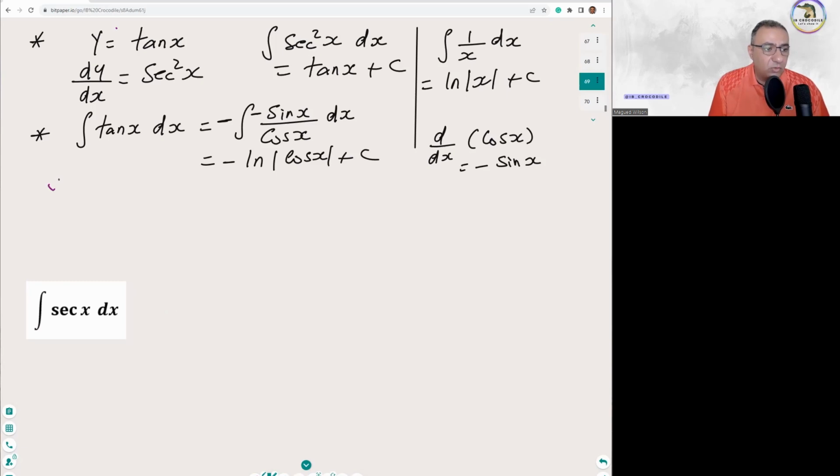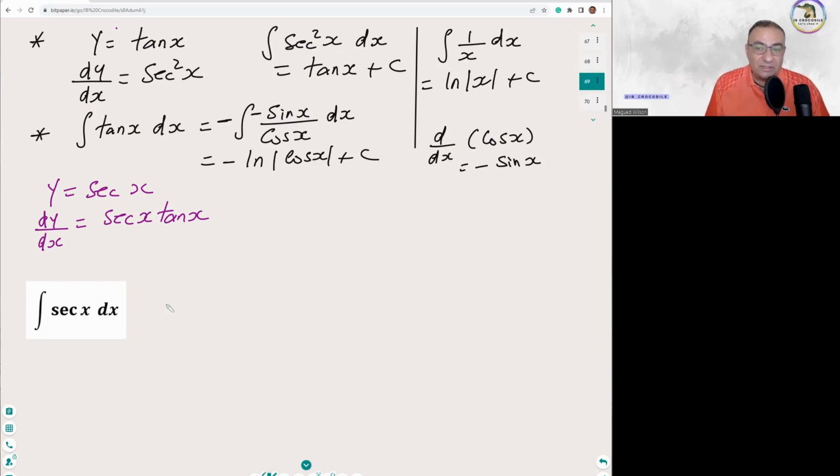Let's say y is equal to secant of x. So dy by dx, which is the first derivative, is going to be secant x times tan x, right? So you can differentiate secant, no problem. You have it in your booklet. It is a common rule. Nice, very easy.